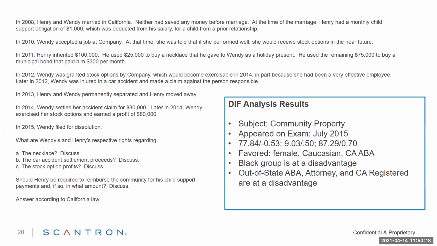Lisa also shared that perhaps this question requires knowledge of California law and that out-of-state ABA applicants may not have been taught California-specific law in law school. Another interesting point that she came up with was that foreign JD applicants may not have been familiar with condo as being short for condominium.